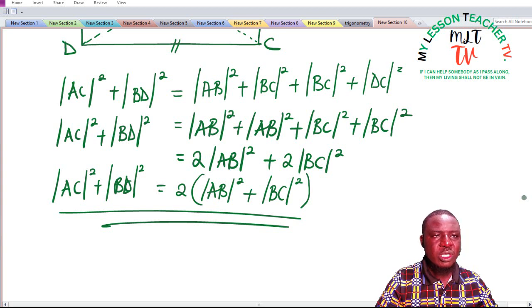We shall take more examples on Pythagoras theorem.